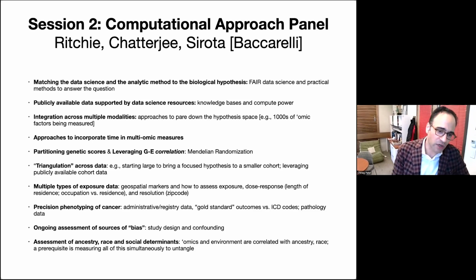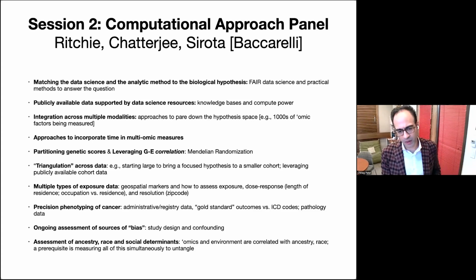Yeah, we have these administrative and registry data. We have ICD codes that are emerging from electronic health records. How do we map that with gold standard outcomes that doctors are actually writing down? There's new ways of also measuring pathology.